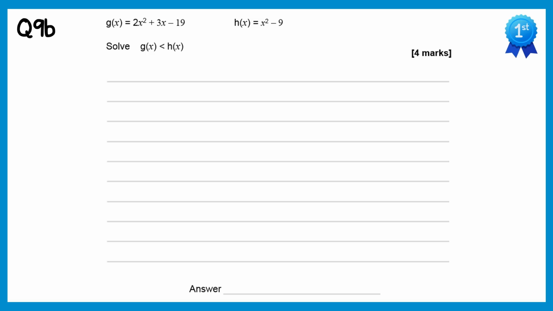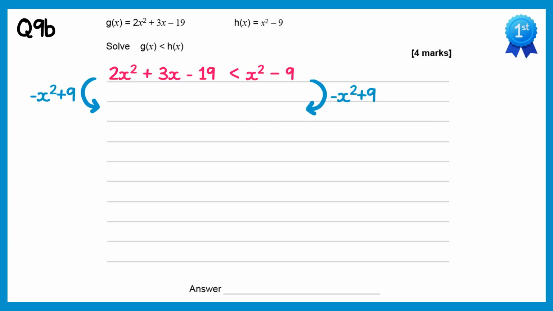For this question we're solving g of x is less than h of x. So we'll write down what g of x is, that's 2x squared plus 3x take away 19, and that must be less than h of x, which is x squared minus 9. To solve this we'll get rid of the terms on the right, so we'll take away x squared and add 9 to both sides. On the right we'll get 0, but on the left hand side we'll end up with x squared plus 3x take away 10.